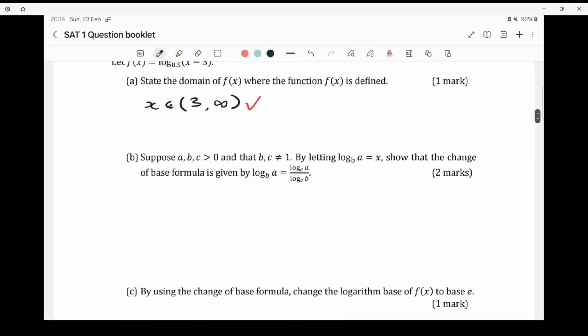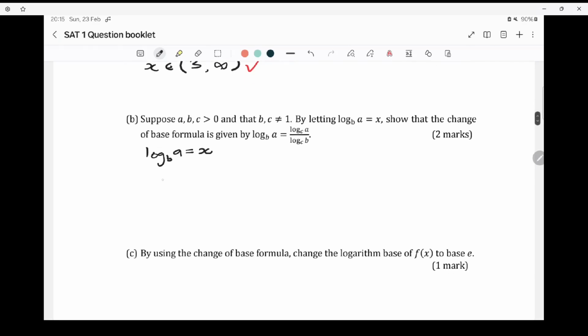So you want to show the change of base formula. So the first step is already given, log base b of a equals x. So what you need to do is to return back to the original definition and then take logarithm base c on both sides.